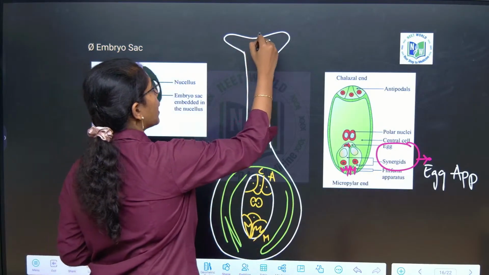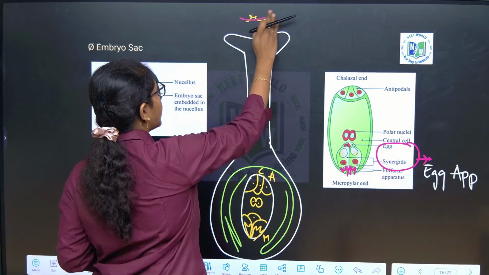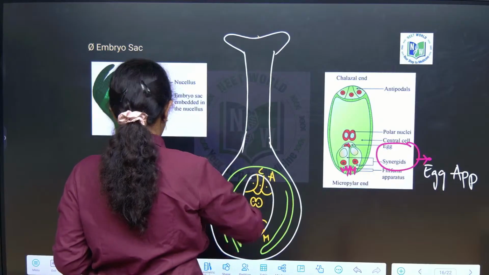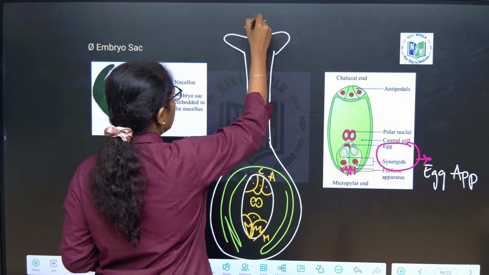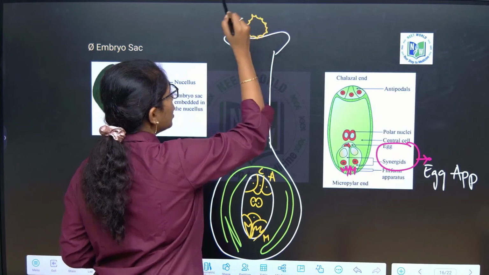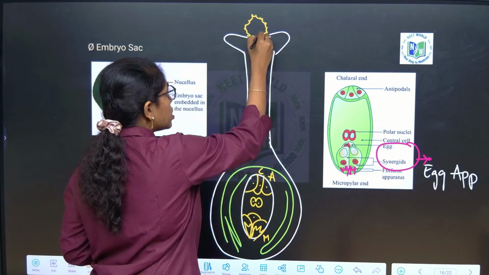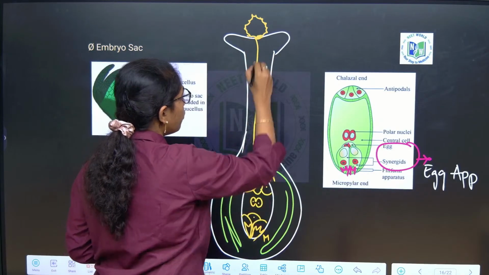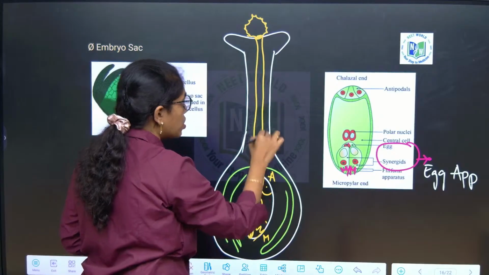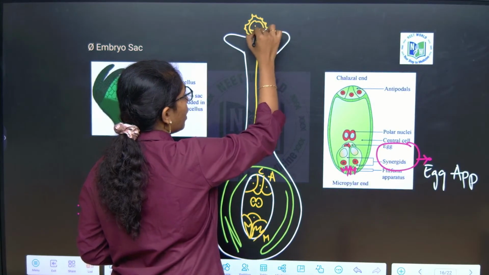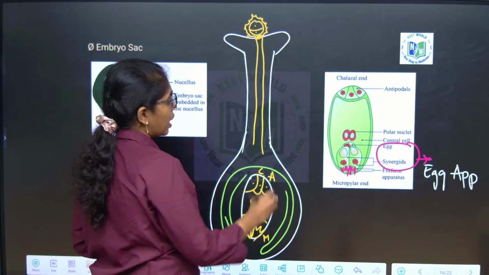Whenever the receptive pollen grain lands on the stigma, we have learned that the exine wall is made up of sporopollenin. Those regions where sporopollenin is not there, from there the pollen tube will germinate. Here the intine wall will be there, and inside that you have the vegetative cell and generative cell.